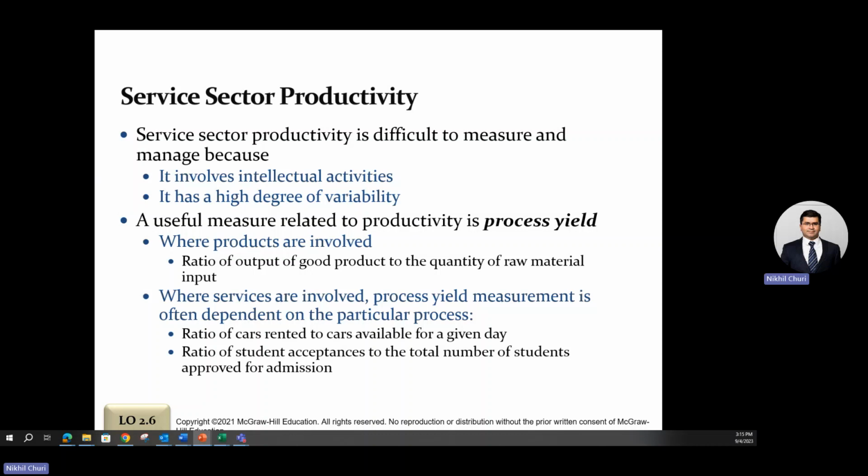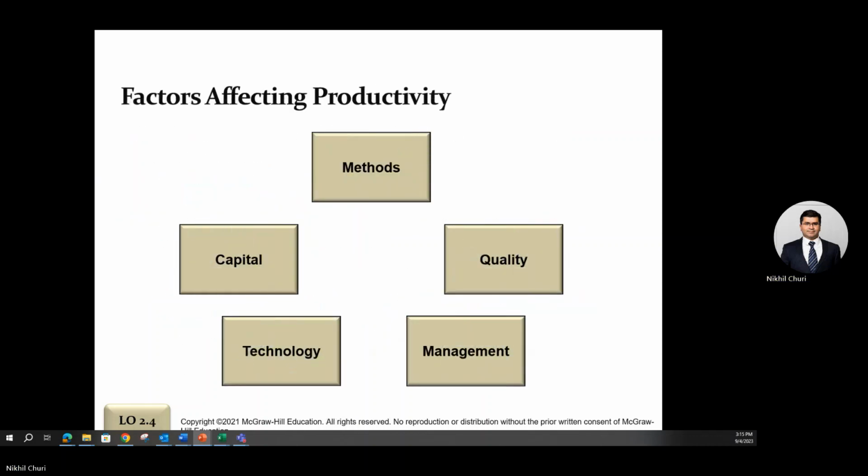Several factors affecting productivity are method. Again, what is the procedure you follow to make those products or services makes a big difference. There is quality and how you're tracking the quality, the number of scraps produced, or how many times you are able to fix the service issues, or whether multiple questions or multiple procedures are required or not. So that's part of your quality.